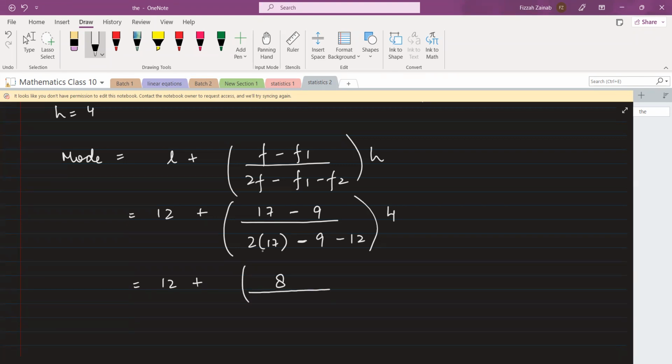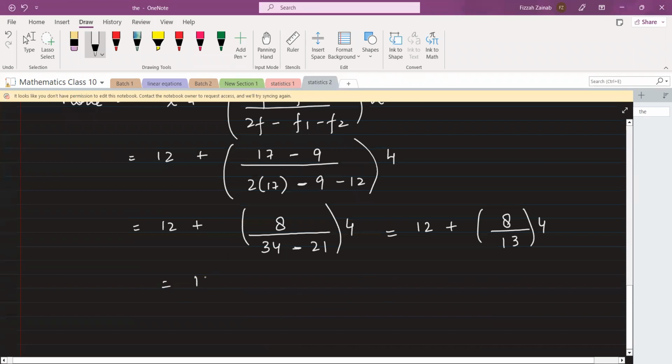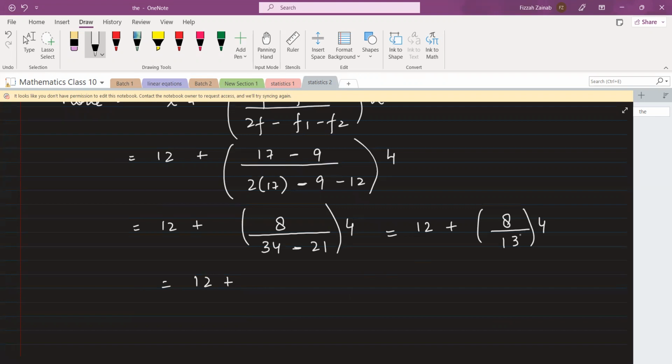Okay, 8. And 17 into 2 is 34. So 34, and this minus minus you can add, so it will become minus of 21, and multiplied by 4. So this becomes 12 plus 8 upon, 34 minus 9 is 25, 25 minus 12 is 13, and this into 4. So this you have to solve. So this is 12 plus, you have to multiply. 4 into 8 is how much? 32 divided by 13.